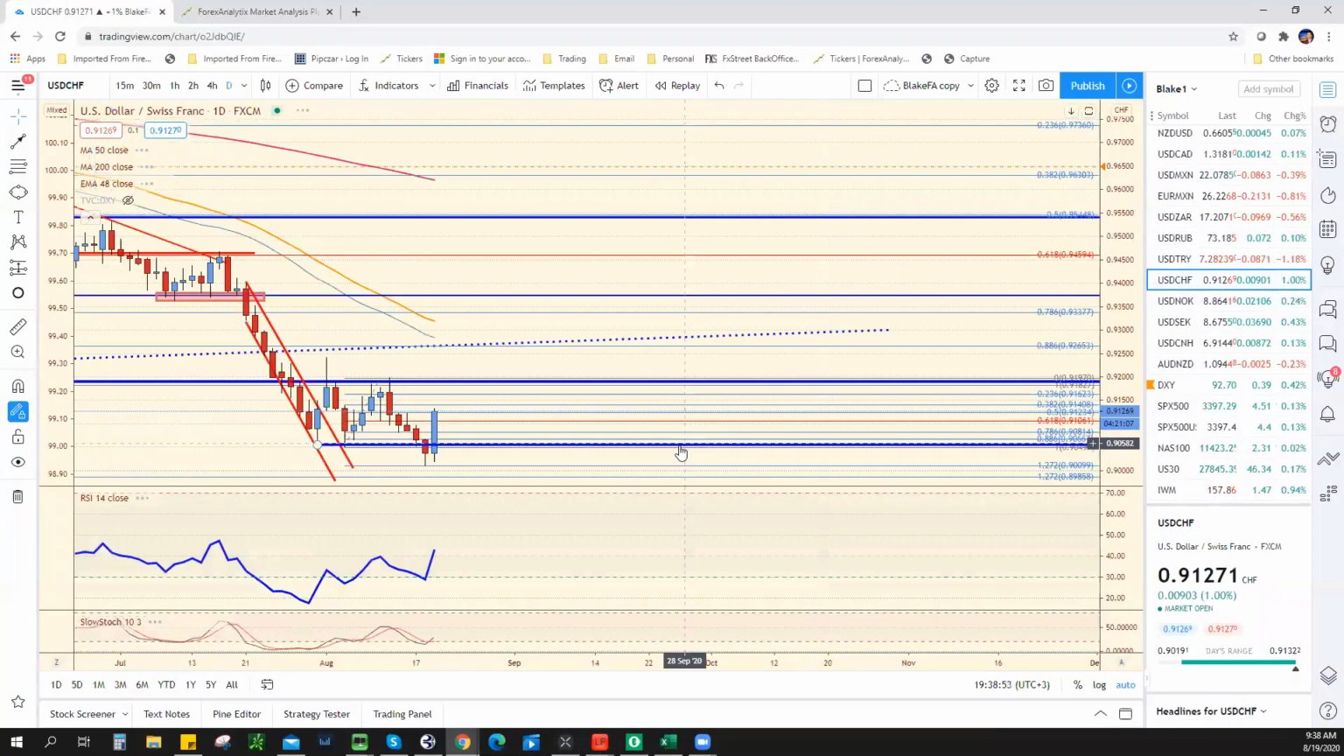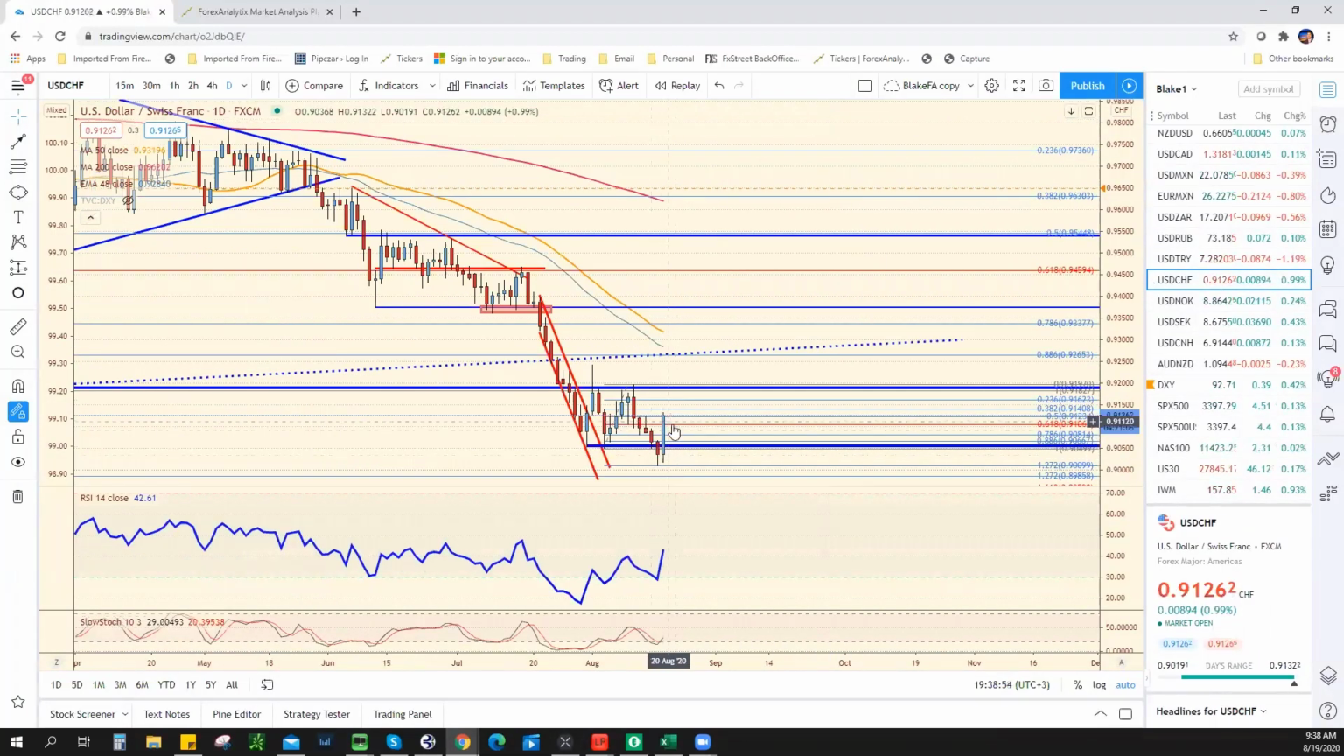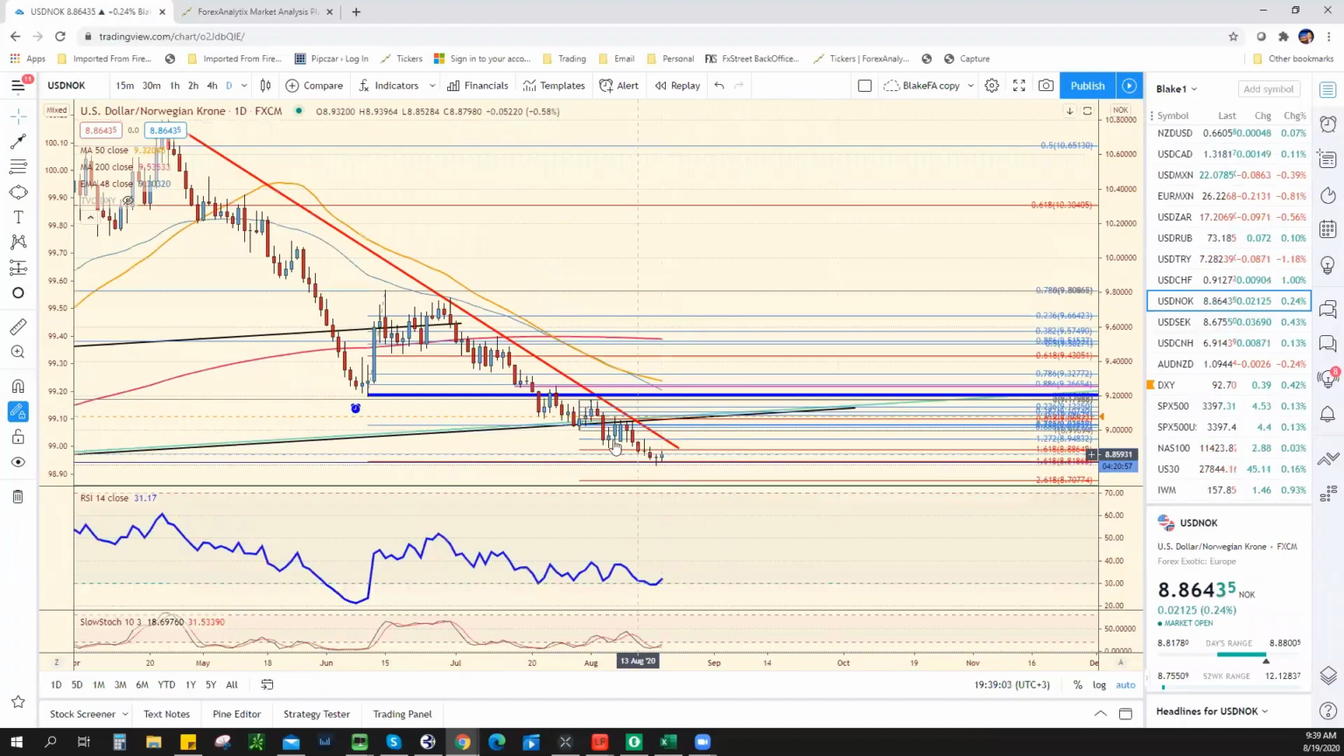Dollar Swiss, big false breakdown here. Big. And like I said, I think that is Swiss National Bank induced. US dollar Norwegian krona, this is actually looking like it wants to reverse too. A move back above 9 would be crazy bullish. But those are things that I'm looking at going into today.